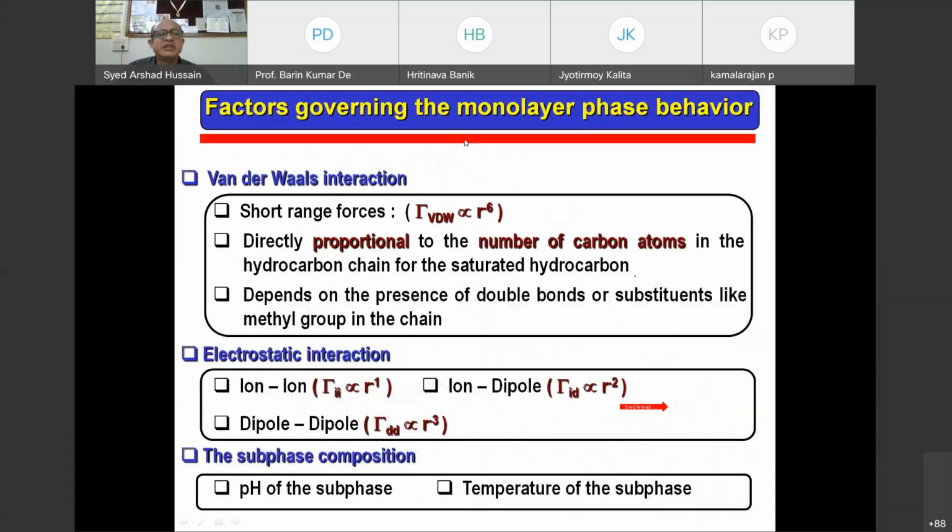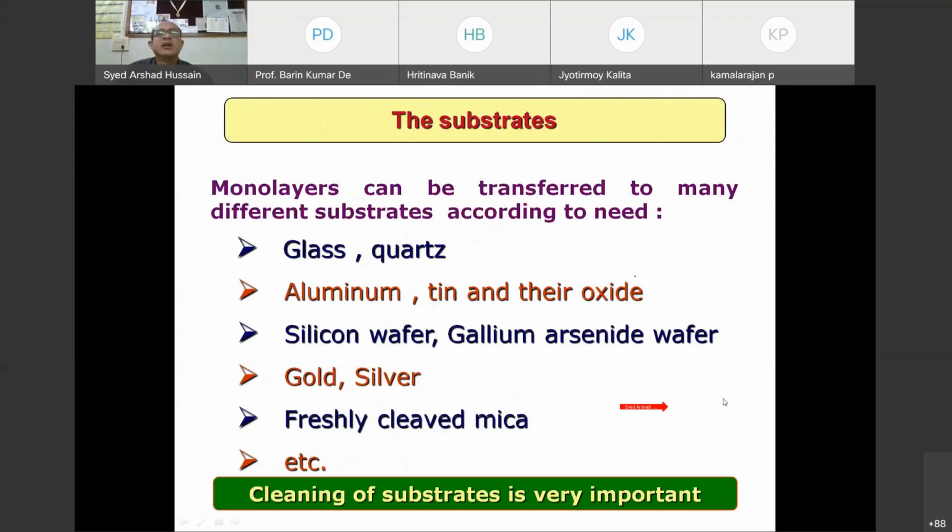Factors governing the monolayer phase behavior, because these are molecular level interactions, so there may be van der Waals interactions, short range forces proportional to r⁻⁶. Then ion-ion interactions may be due to charge of the materials, electrostatic interaction, and dipole-dipole interaction may be there. Then of course pH and temperature of the surface, that is water, may also play a role in the interactions or monolayer phase of your floating layer.